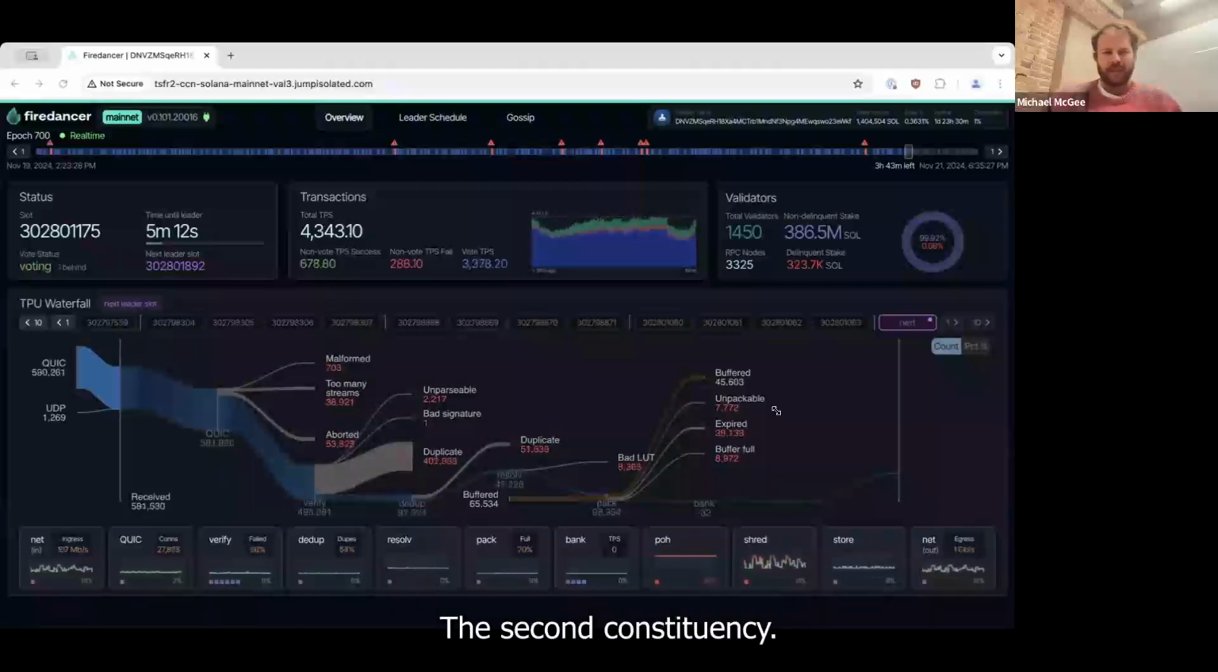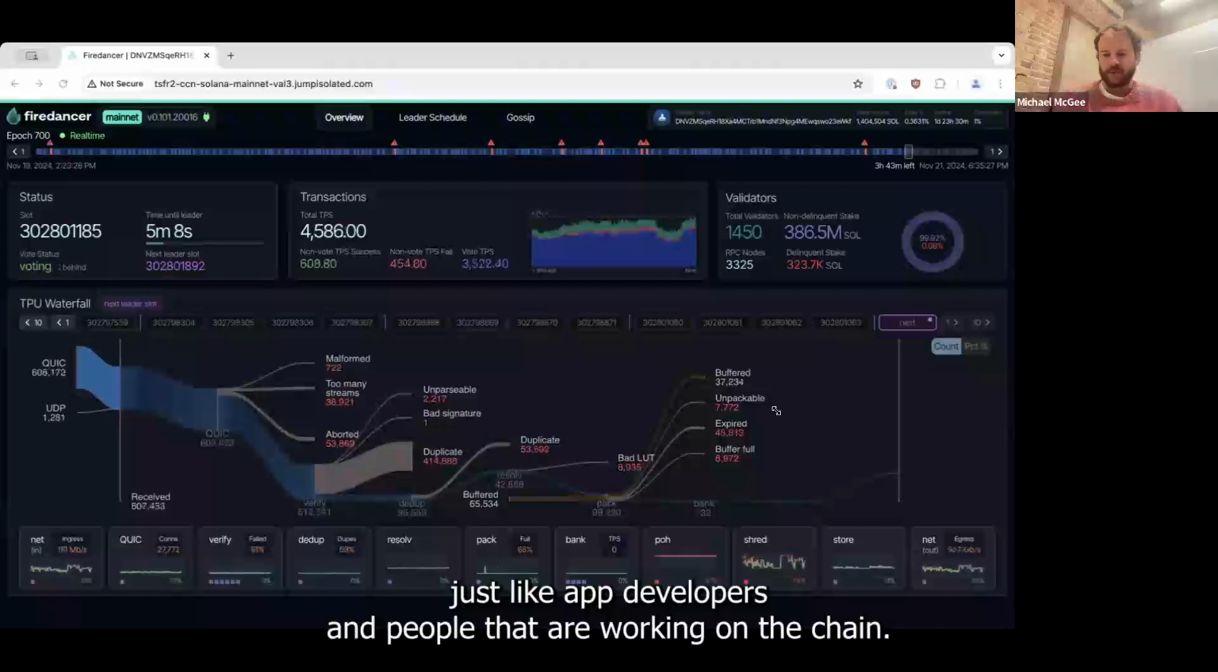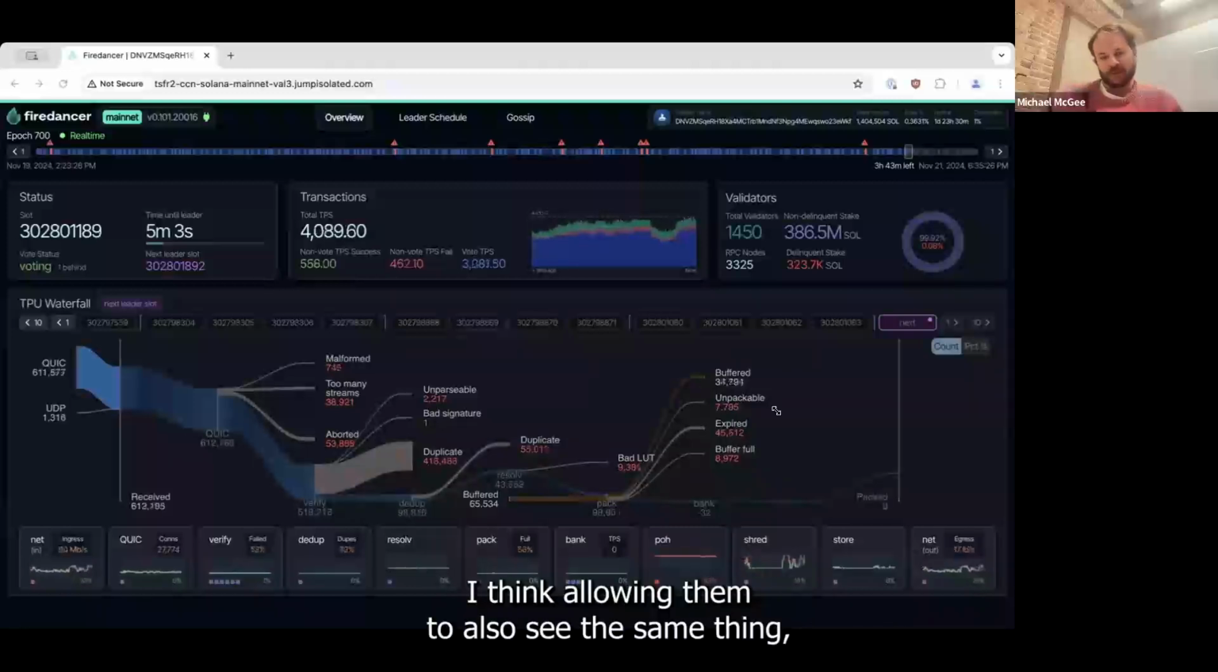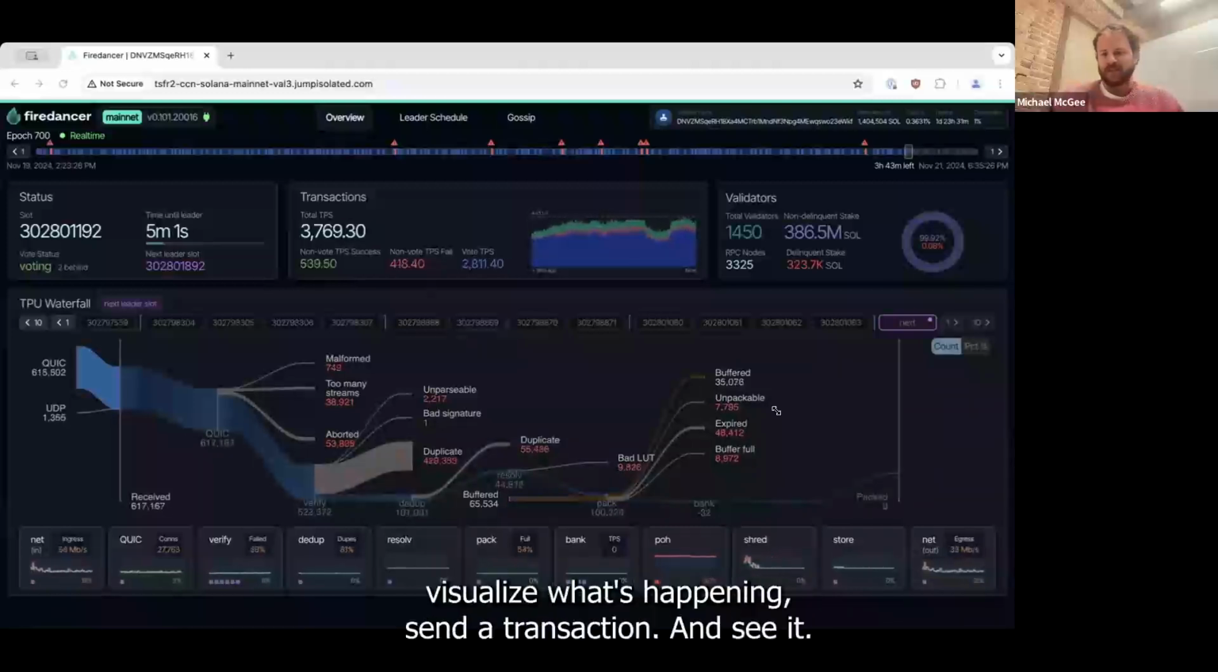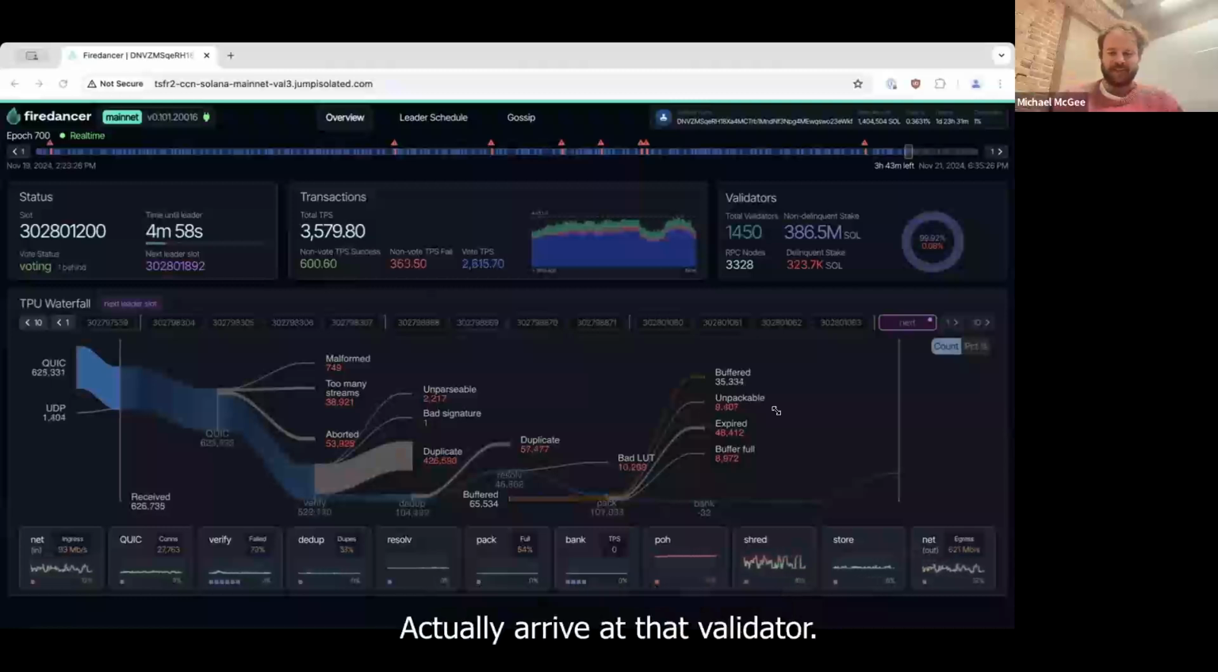The second constituency is the end users. There's app developers and people that are working on the chain. I think allowing them to also see the same thing, visualize what's happening, send a transaction and see it actually arrive at that validator is very useful.